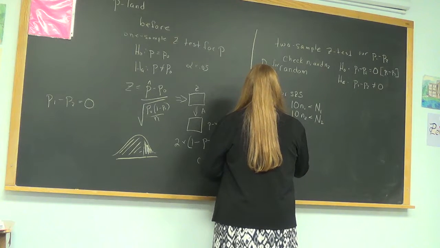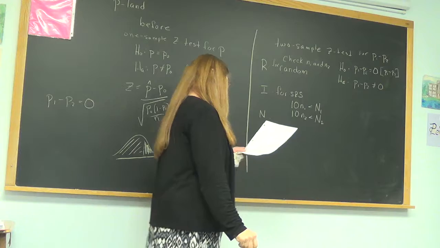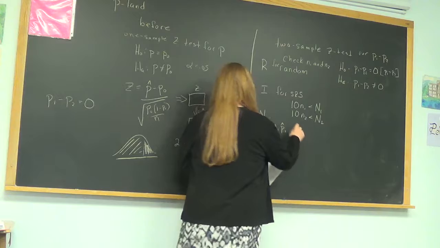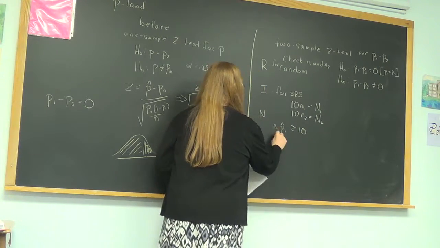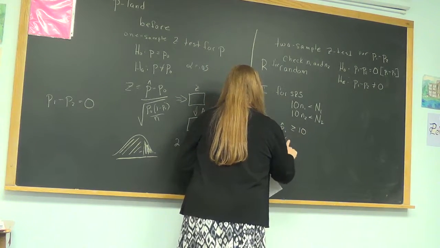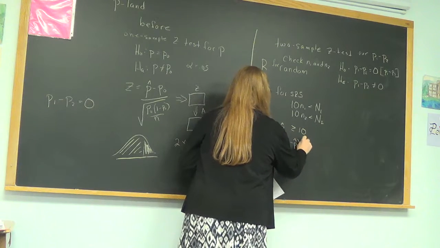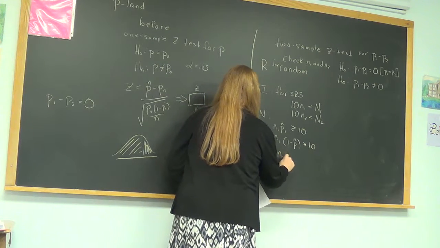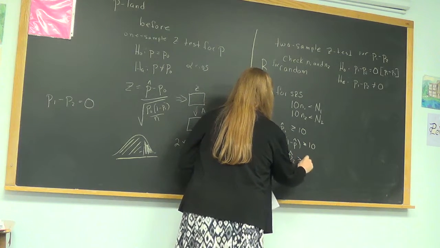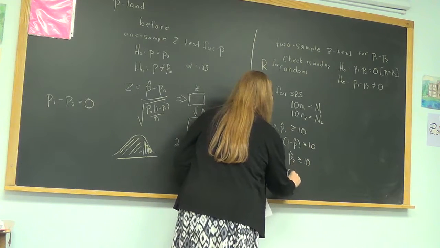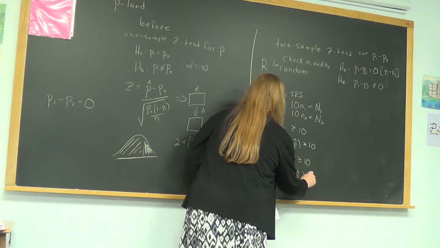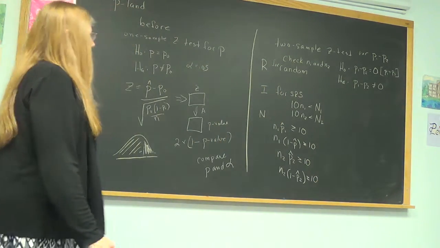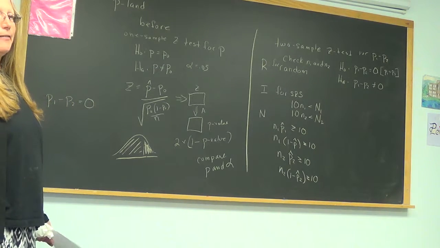That'll be fun. All right, n1 times p hat 1 is greater than or equal to 10, n1 times 1 minus p hat 1, n2 times p hat 2 greater than or equal to 10, and n2 times 1 minus p hat 2 is greater than or equal to 10. So we have 4 steps just to find out if it's normal or not.